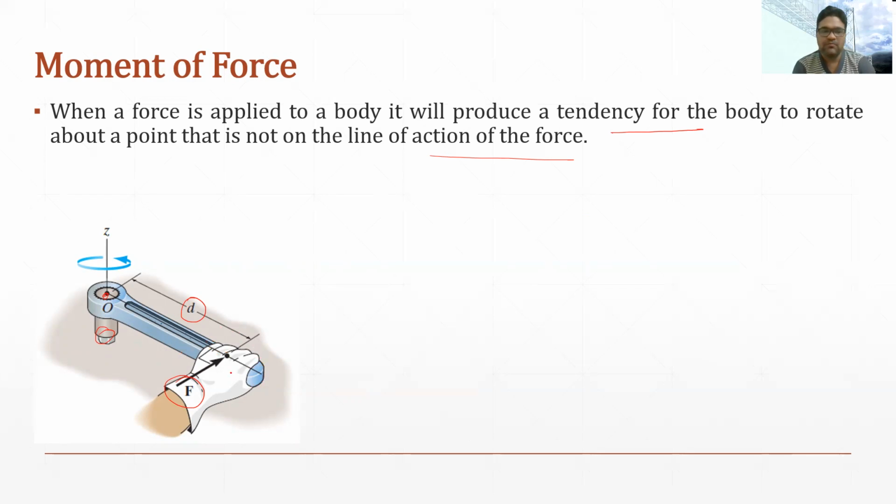So in moment, we will always apply force at a distance from the point about which the body will be rotating. This time the body is the spanner, and we are applying force on the spanner at a particular distance from the point O so that it can move about that point.